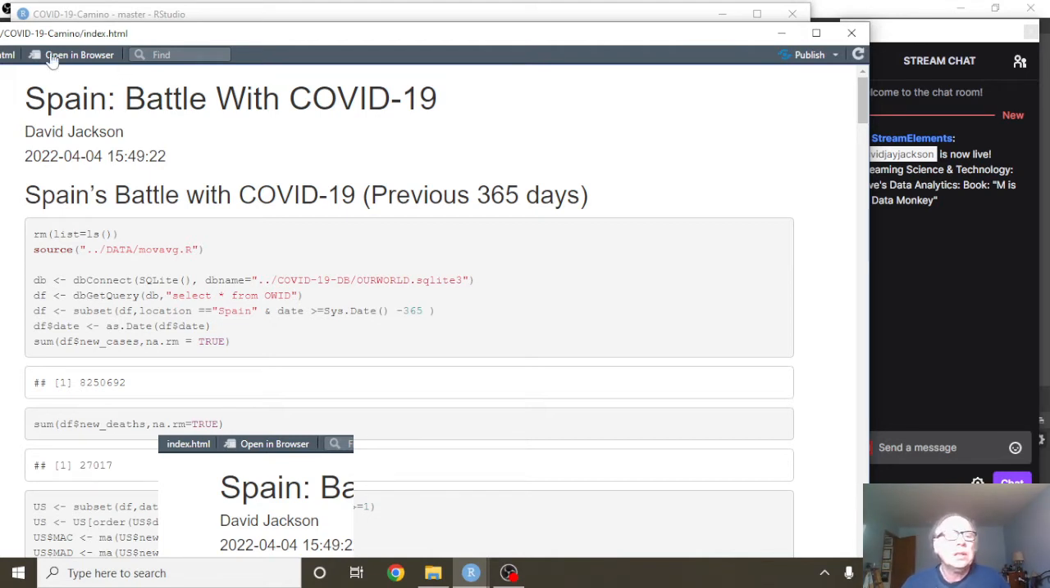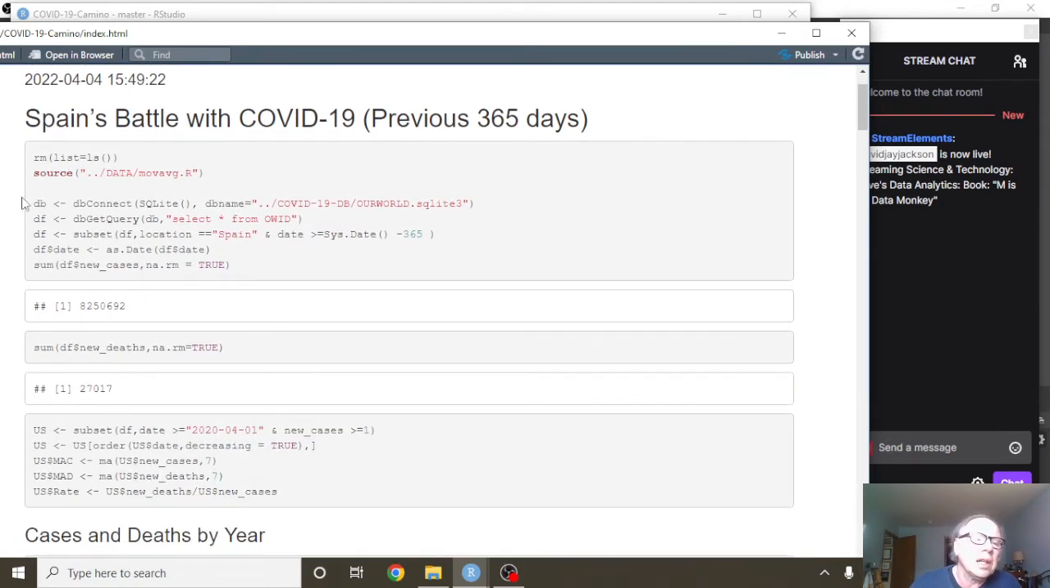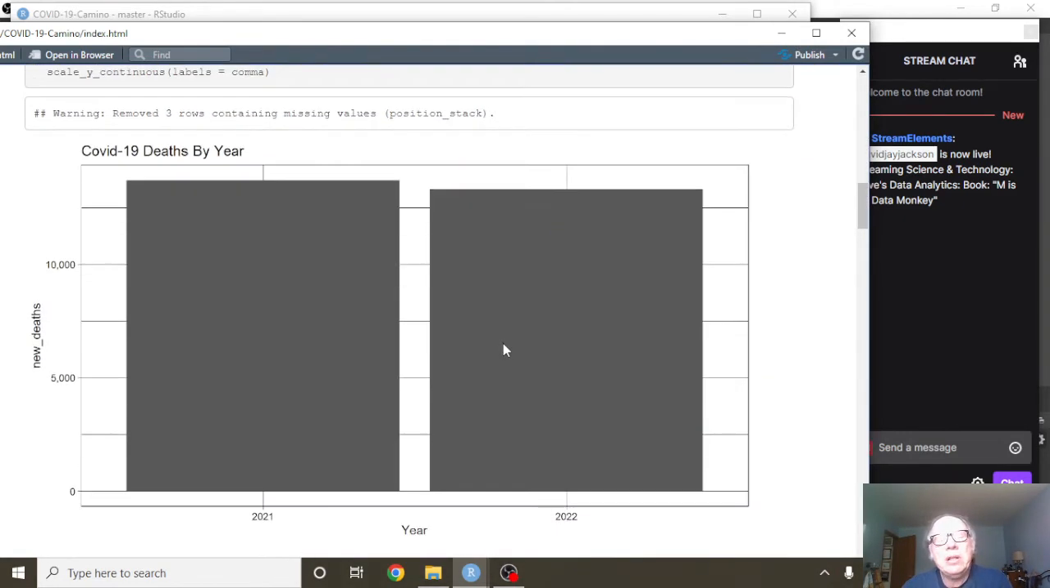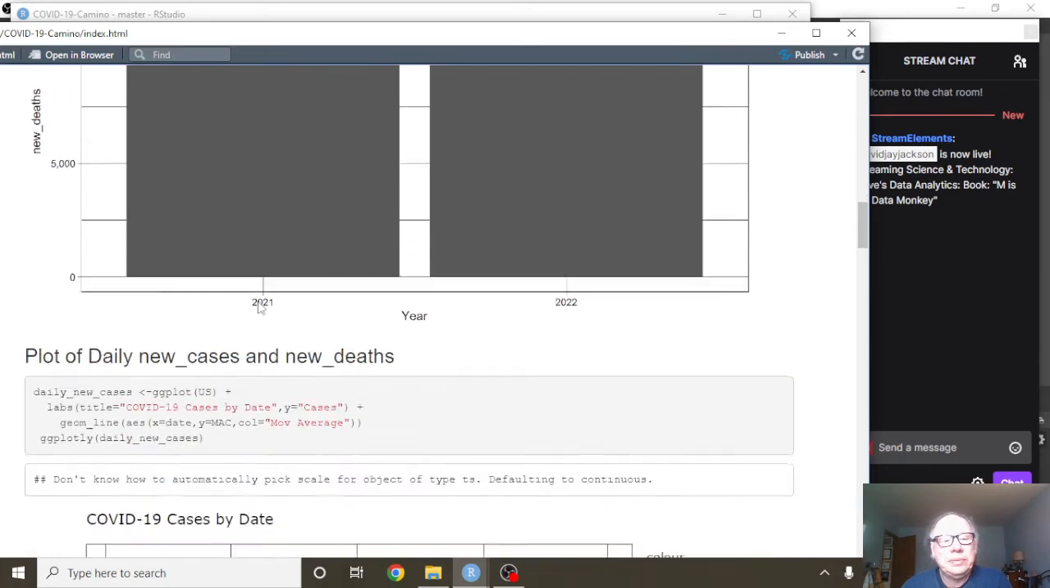Okay. So for the previous 365 days, Spain has had 8.25 million cases, 27,017 deaths. Now, if you take a look at this, this is misleading, of course, because this number fell off a lot, I'm pretty sure towards the middle to end of January. But nonetheless, so far you've already had almost double the number of cases in 2022 than you had in 2021. The good news is your COVID-19 deaths for 2022 for the first quarter have not caught the 2021 total yet.